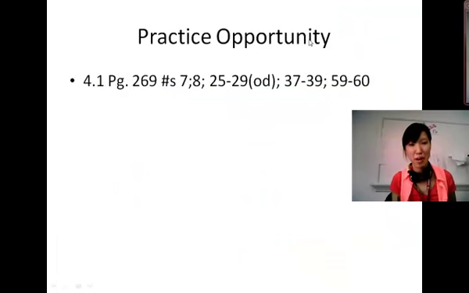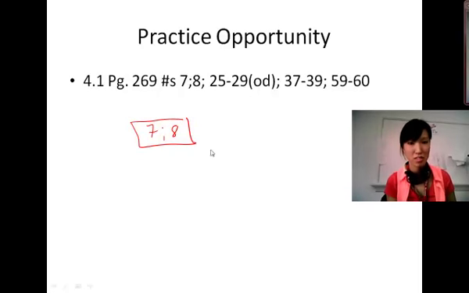Okay, so here are your practice problems. Number 7 and 8, I'm going to be interested to see what you do because they're asking you what quadrant it is and they only give you the radian measurements. So I'm going to be curious how you tackle those. Good luck!